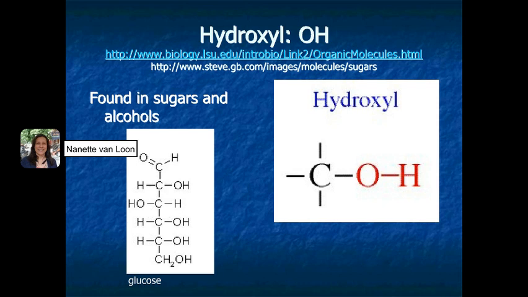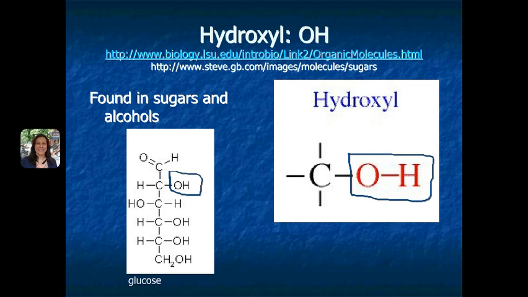The hydroxyl functional group consists of an oxygen atom covalently bonded to a hydrogen atom, and it tends to occur in abundance in sugars, as we can see here on glucose, where you have several different hydroxyl groups in the one molecule of glucose. And it also can be found in alcohols. The hydroxyl functional group in general tends to make molecules more soluble in water.